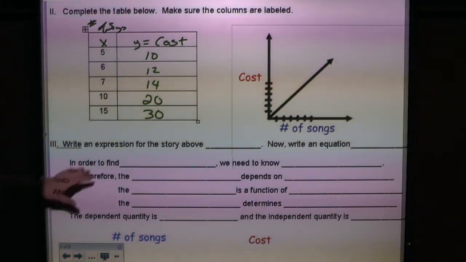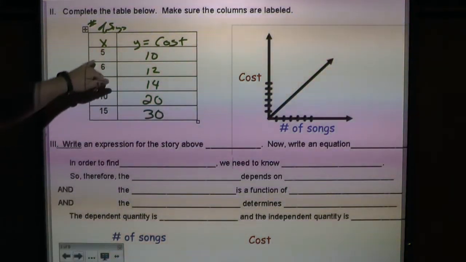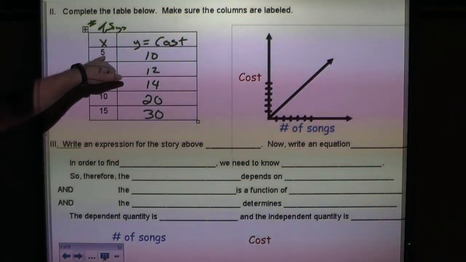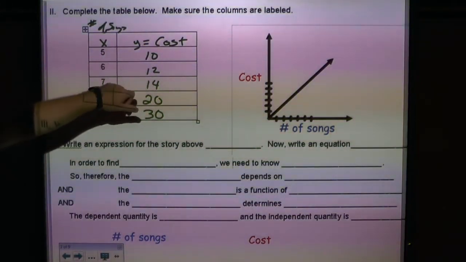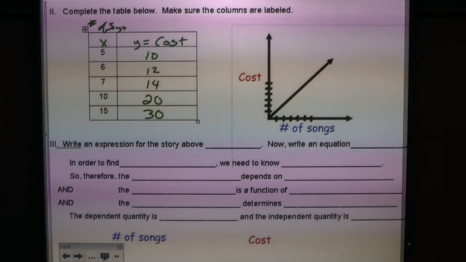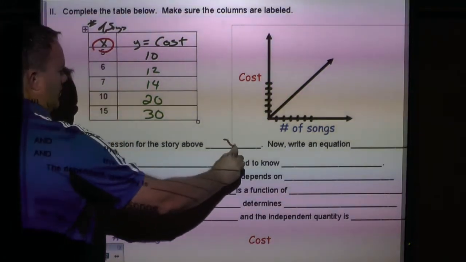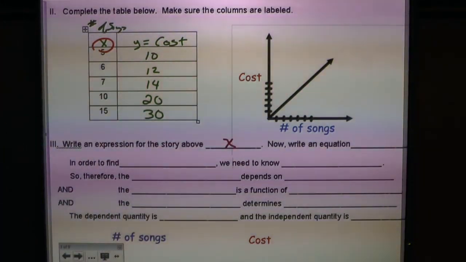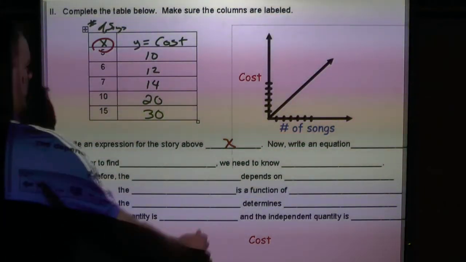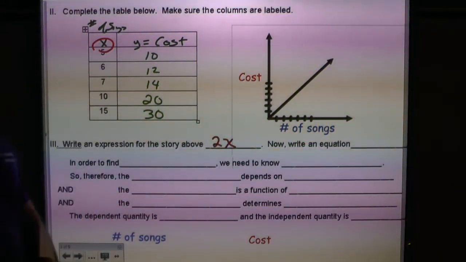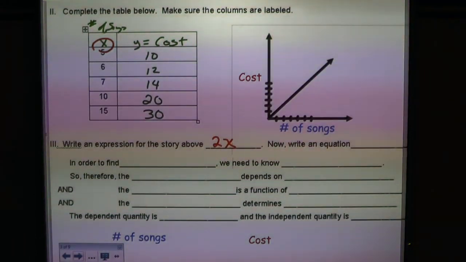Now, it wants us to create an expression for above. Well, let's think about what happened here. You bought 5 songs, $10. 6 songs, $12, and so on and so forth. So basically, when you look at this, songs is represented by your independent variable, which is x. And to get the y coordinate, you have to multiply it by the amount of the song, which is $2. So the expression is 2x.